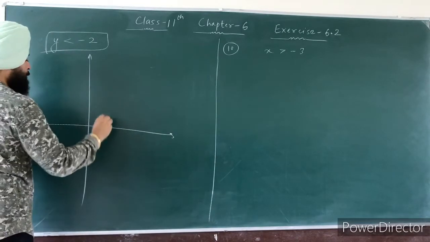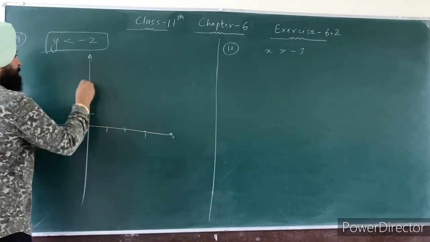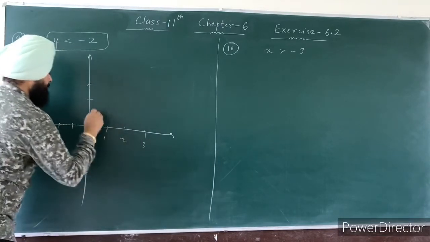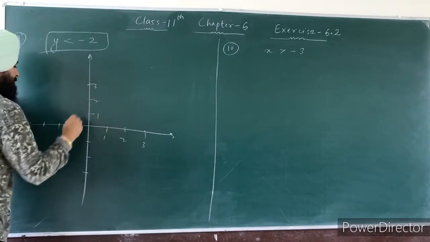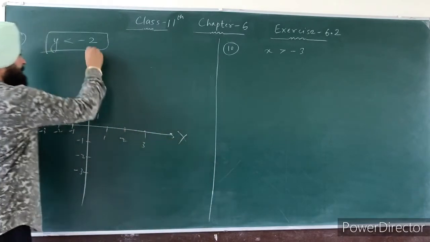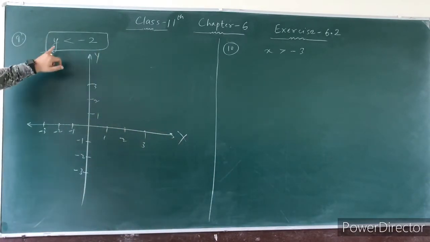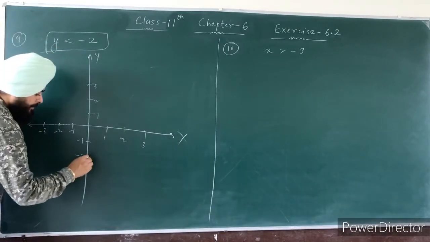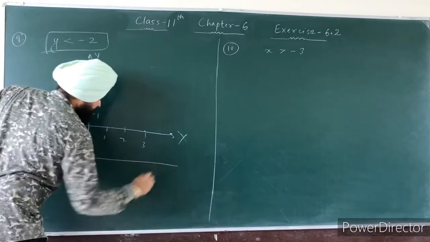you can plot some points 1, 2, 3. This is x axis and this is y axis. Here the value of y is what? The value of y is minus 2. So the value of y, minus 2, is here. So you can draw a straight line.